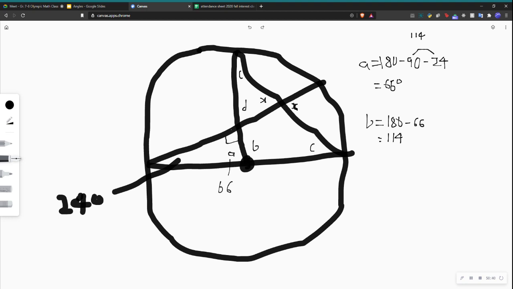Now what else we can do is compare D with this right angle. These are opposite angles, and you know that opposite angles are equal. So D is equal to 90 degrees.